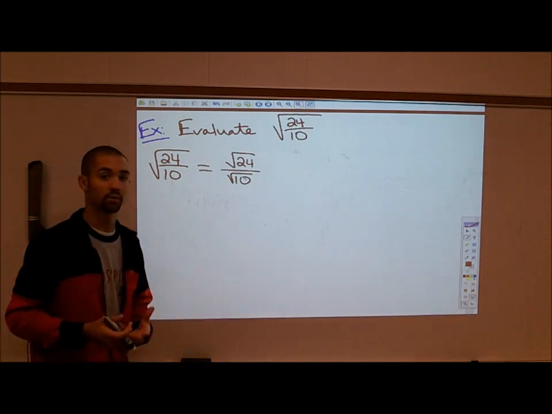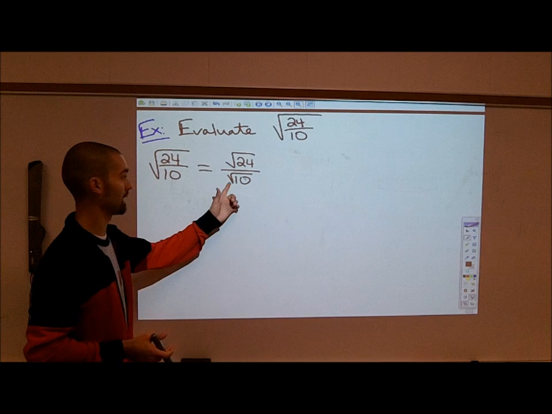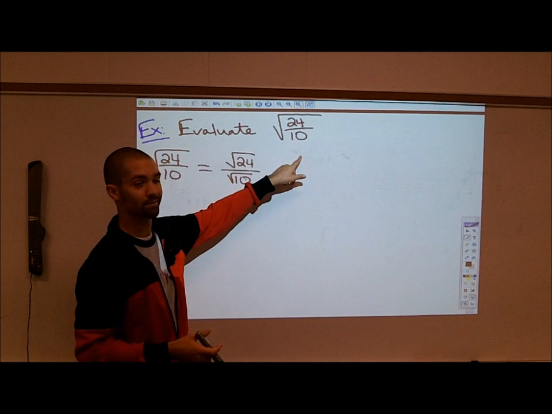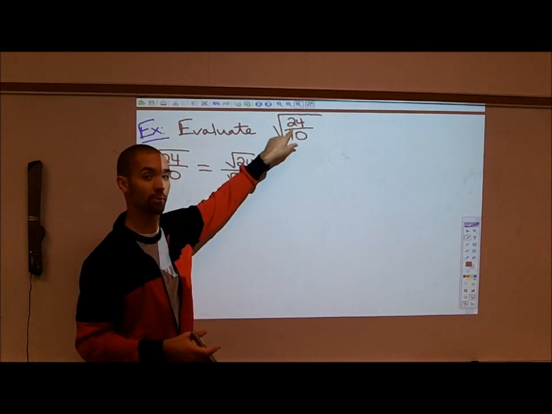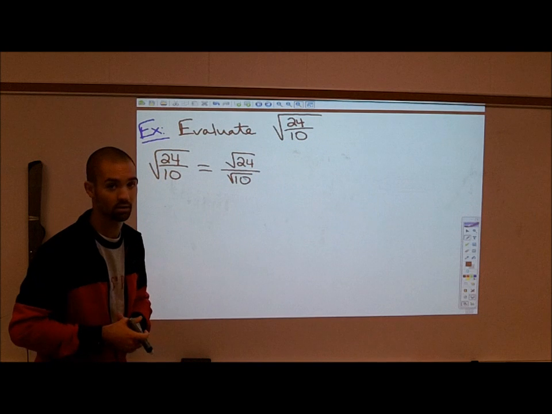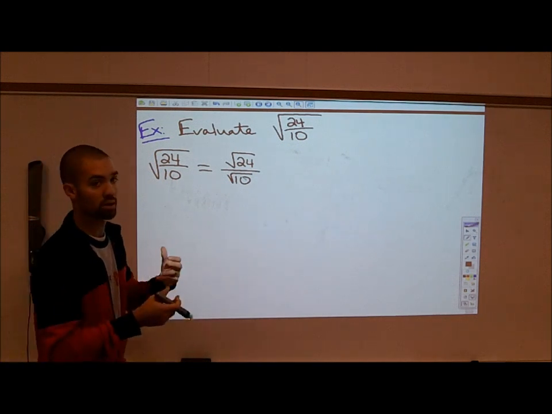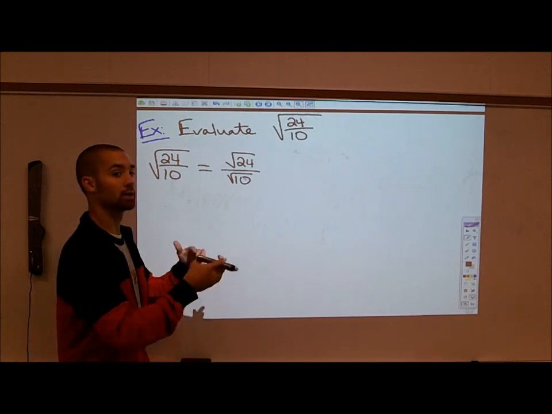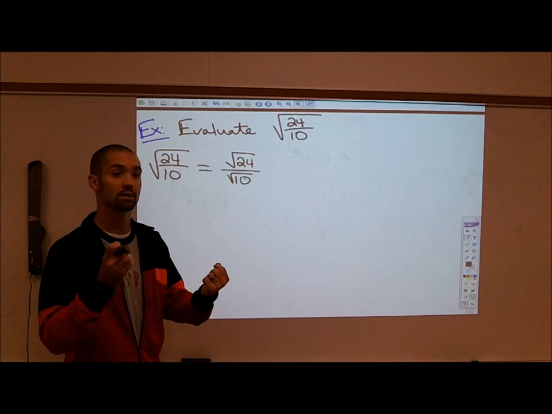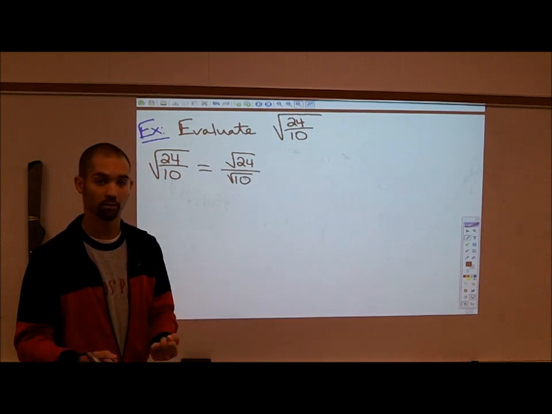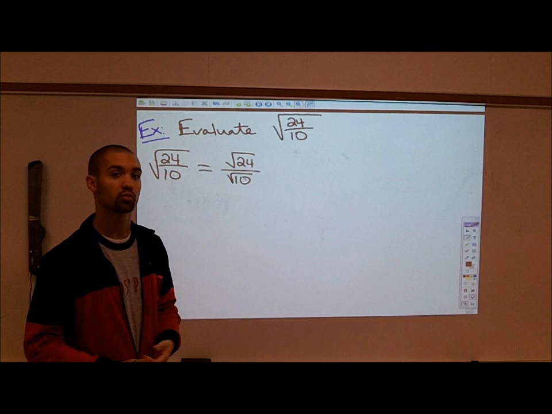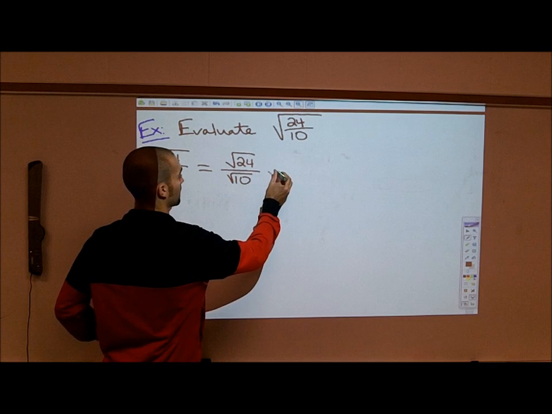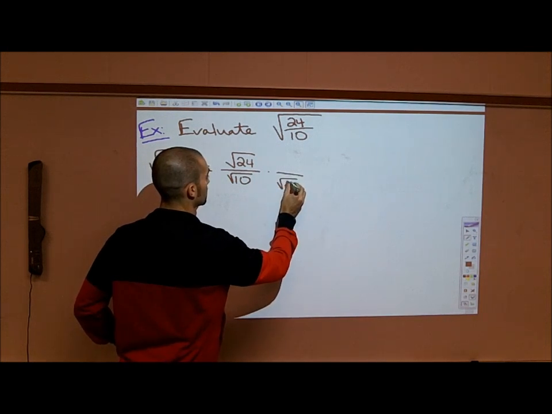Well, a lot of you are thinking, well, Mr. Smith, you just said we can't have a radical in the denominator. That's correct. But when it's in this form and you can't divide it, this really means you have a radical in the denominator, just like it says here. So we want to try to cancel out this square root of 10. Well, if you remember back to a couple problems ago when we had the square root of 6 times the square root of 6, what did we get for our answer? We got 6. So we're going to do that same process. The way to cancel out the square root of 10 is to multiply it by the square root of 10.